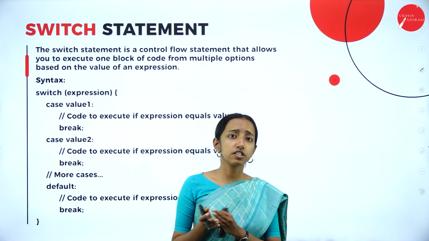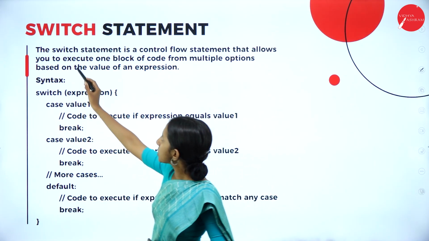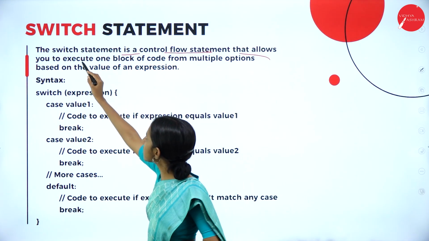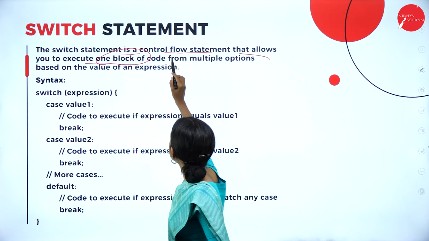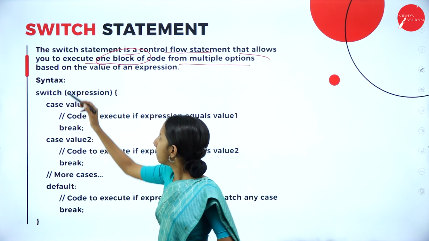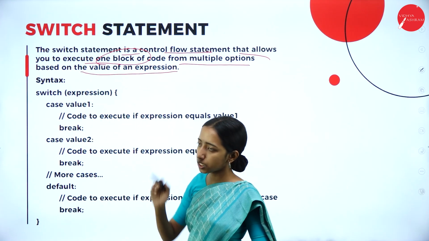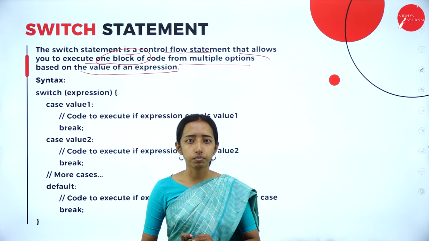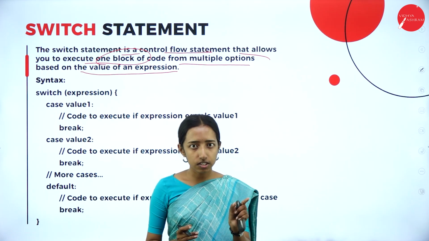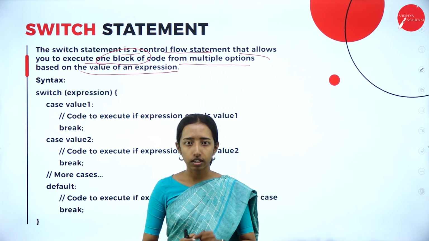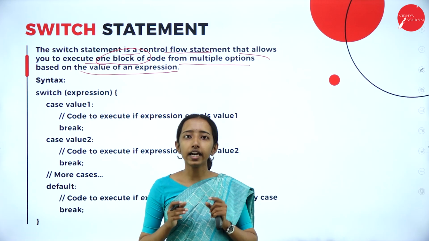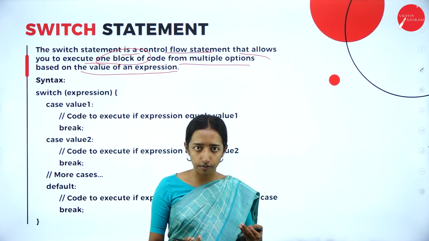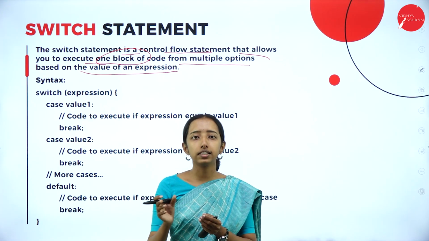So how does this switch statement work? The switch statement is a control flow statement that allows us to execute one block of code from multiple options based on the value of an expression. So, switch statement means multiple options. We should remember that switch statement means multiple options. Nested if means if inside if. In that way we can remember what a switch statement is and what a nested if is.